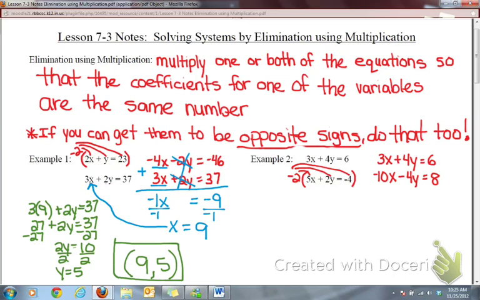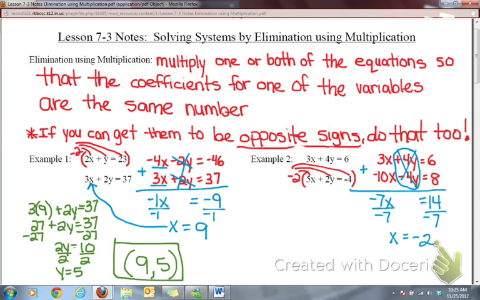And again, since these are opposite signs here with our y's, positive 4y, minus 4y, we're adding the equations together. So 3x plus -10x is -7x. 4y minus 4y cancels. 6 plus 8 is 14. Divide by -7. And x is equal to -2. 14 divided by -7.